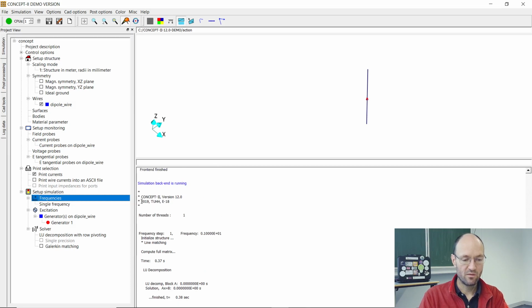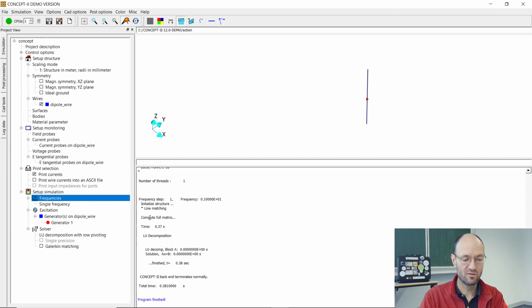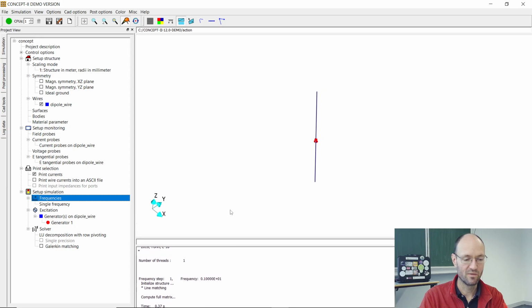Yeah, so I'm using version 12 from 2019, just with one thread for this certain frequency. It computes a matrix. This just takes less than a second, does some decomposition to solve this matrix, and the total time for the simulation is less than 1 second. But of course, it's also a very simple problem. Okay, so this was here the simulation view.